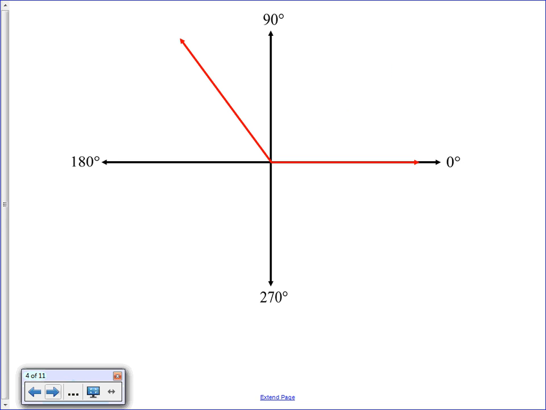Some definitions that you're going to want to know. So here we have a red angle drawn. This one is called the initial side. I used that word before, but now we should write it down and define it. It's the initial side of the angle that is pointing at 0. And then where the angle ends is called the terminal side. So initial meaning the start and terminal meaning the end.